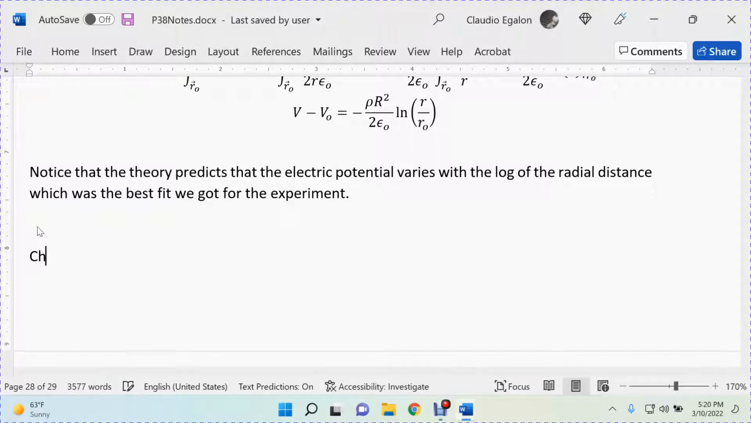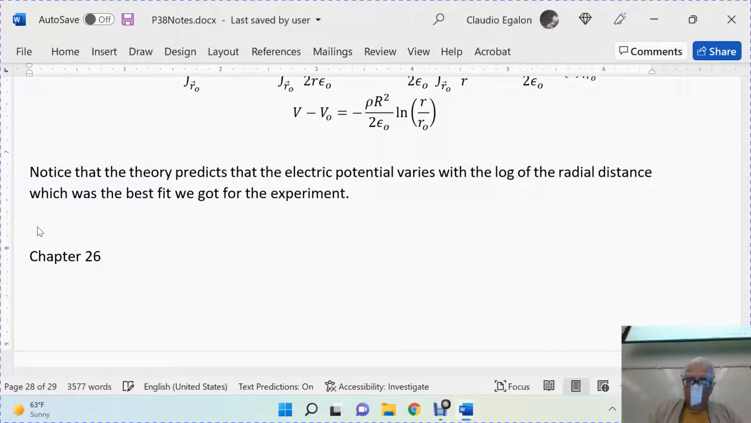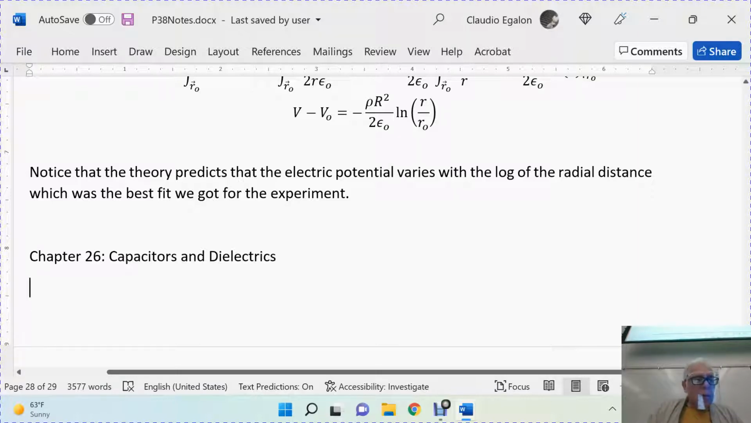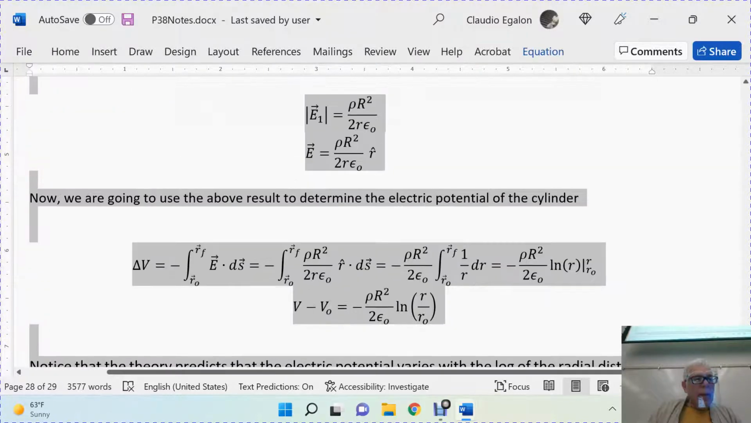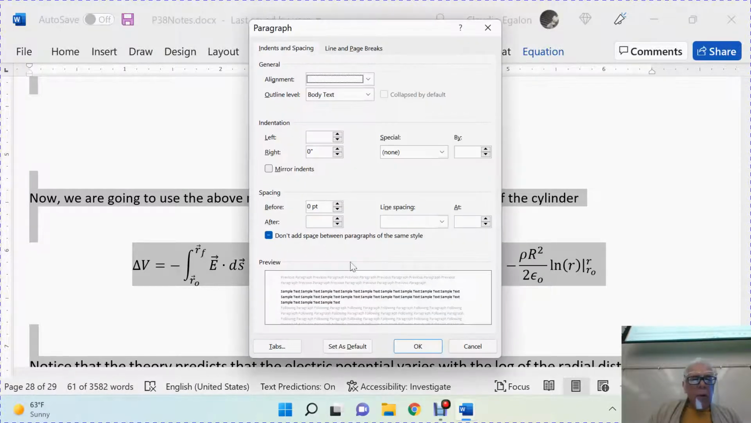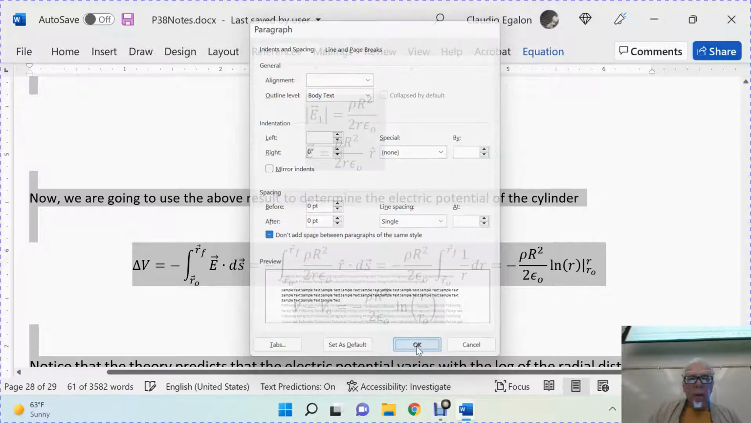So chapter 26, capacitors and dielectrics. It looks like he didn't like me when I do the paragraph, I guess. Let me see. Paragraph. This one. Okay, here you go.